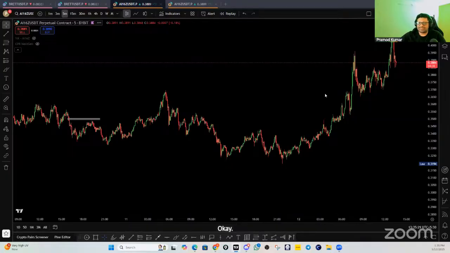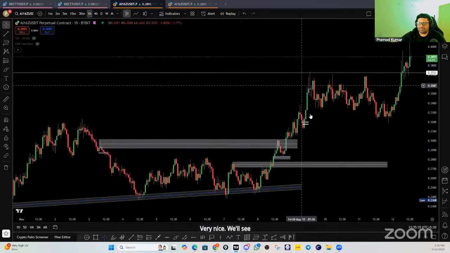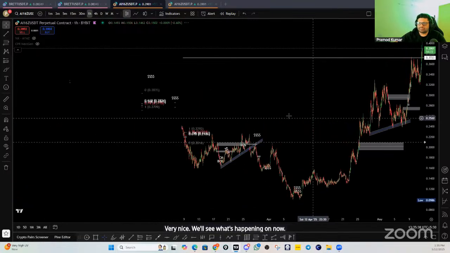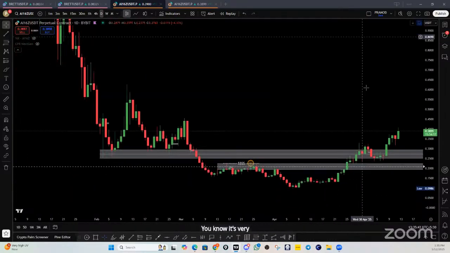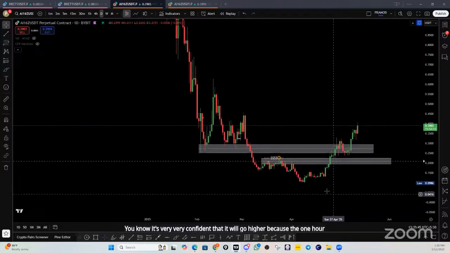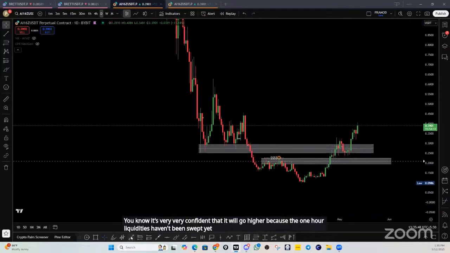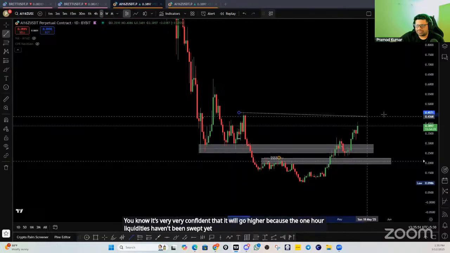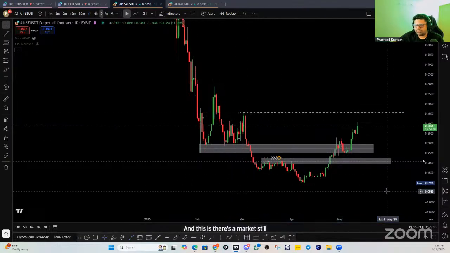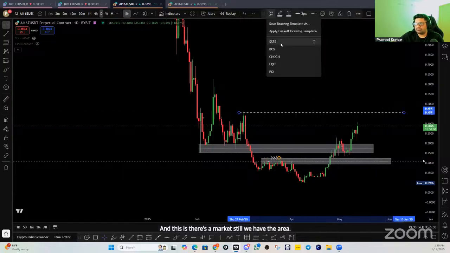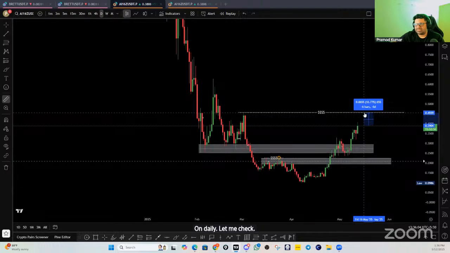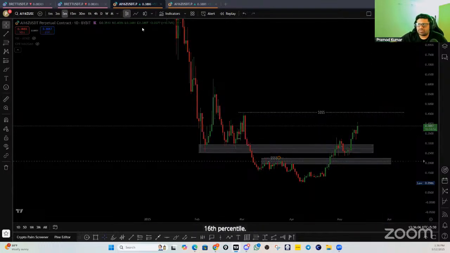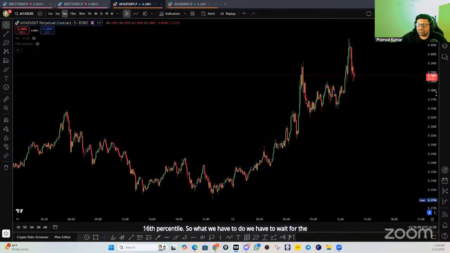We'll see what's happening on the 1 hour now. We'll check the daily. I was very confident that it will go higher because the 1 hour liquidities haven't been swept yet. At this place, the market should sweep this area on the daily time frame. Still 16%, sir. So we have to wait for the retracement on the 5 minutes.